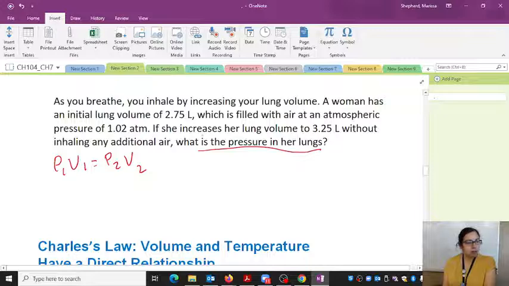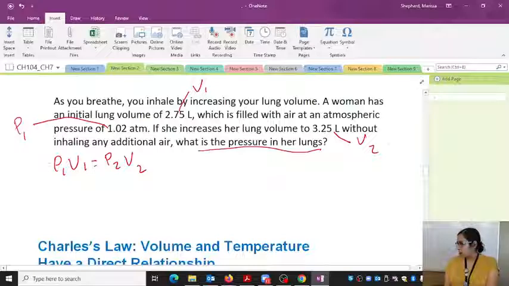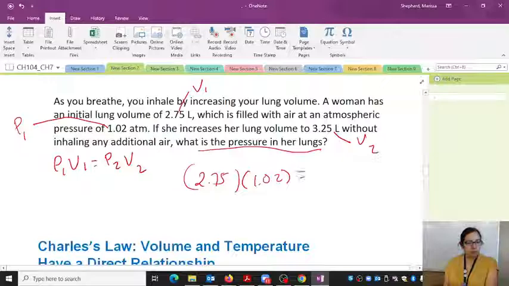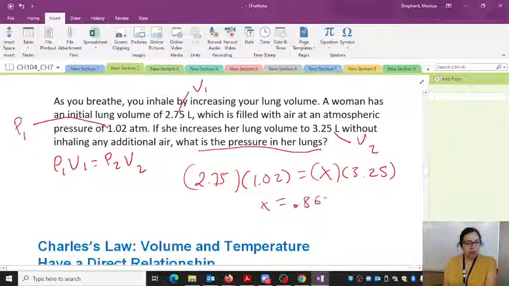So we just have to determine who's P1, who's V1. We have our initial lung volume, so V1, our pressure, P1, and then our new V2. It doesn't really matter what units we're in, but we're consistently in liters, liters, and atm. So just plug everything in now. And looks like everyone agreed, 0.863 atm.